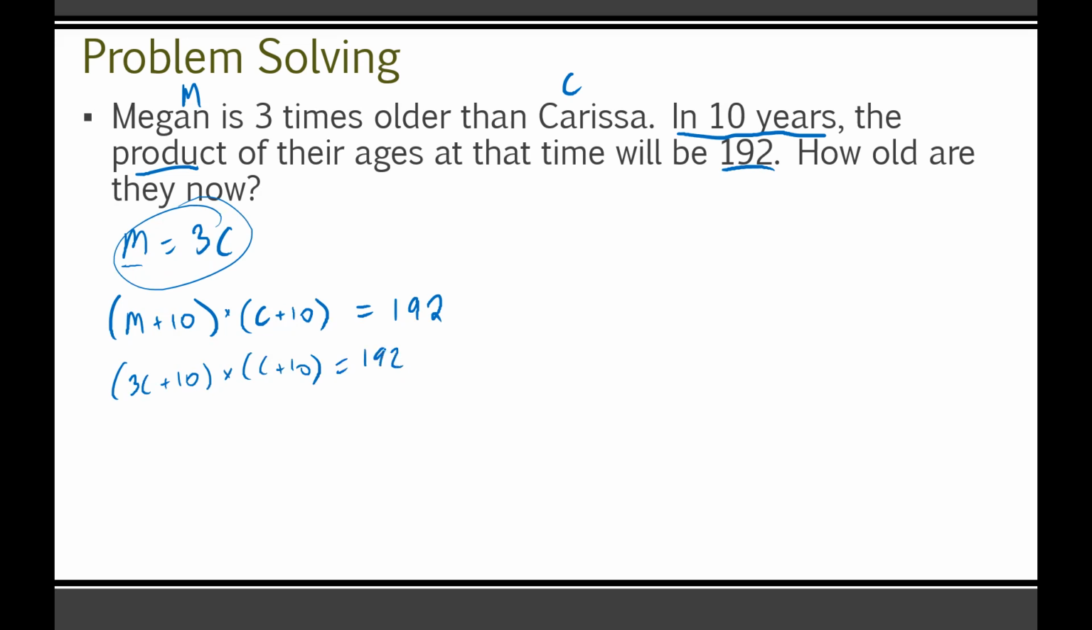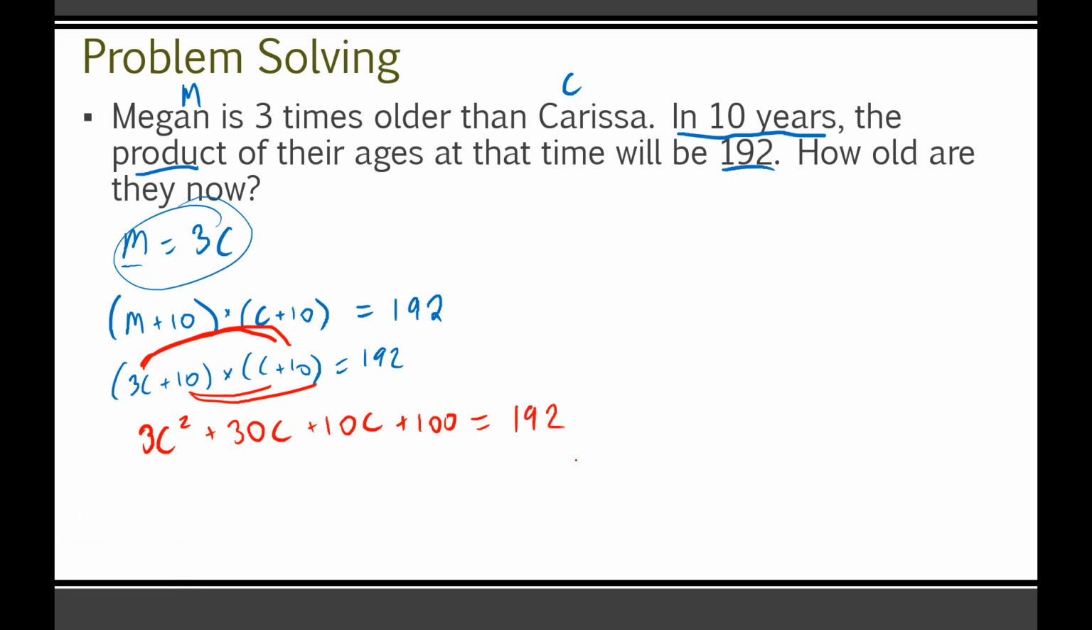So if we have that, what we'll just have to do is now multiply it through using, like, I call it FOIL, basically. This is where I multiply my first term. I'll actually just change it to red. I'm going to take this first term, multiply by this first term. So 3C times C is 3C squared. Then I'll go 3C times 10. That'll be plus 30C. And then I'll go 10 times C, which is going to be just plus 10C. And then I'll go 10 times 10, which is plus 100. And this still all equals 192.